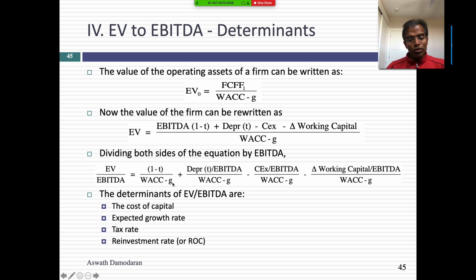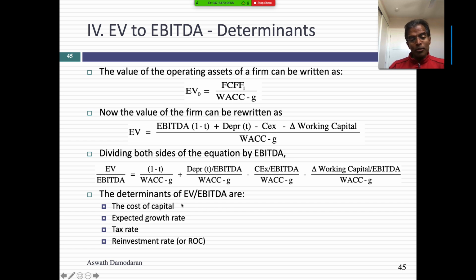In the denominator, you have two numbers that also drive EV to EBITDA. Other things remaining the same, the higher your cost of capital, the lower the EV to EBITDA should be for your firm. Why? Riskier firms should trade at lower multiples of EBITDA. The higher your growth rate, the higher the EV to EBITDA. Already we have three variables: your tax rate, your cost of capital, and your growth rate. Now there are three other variables, but you can actually consolidate them, because if you take depreciation, capex, and change in working capital, that consolidated value is reinvestment. So the higher the reinvestment that a company needs to get a certain growth rate, in other words, the less efficient the company is in delivering growth, the lower the EV to EBITDA.